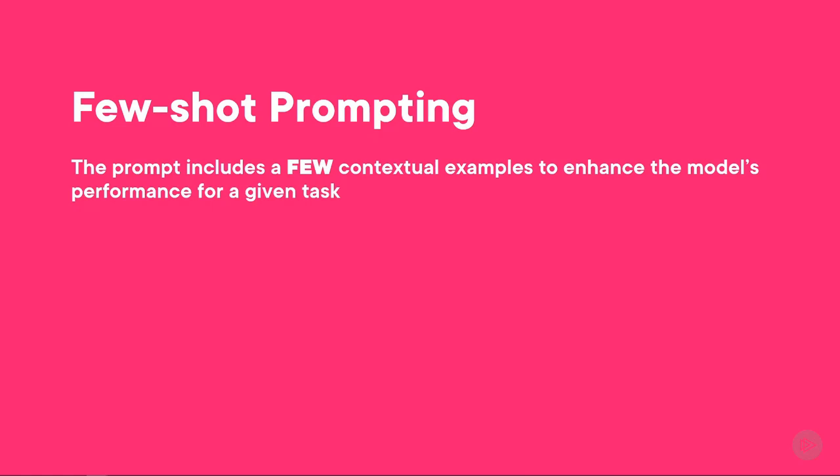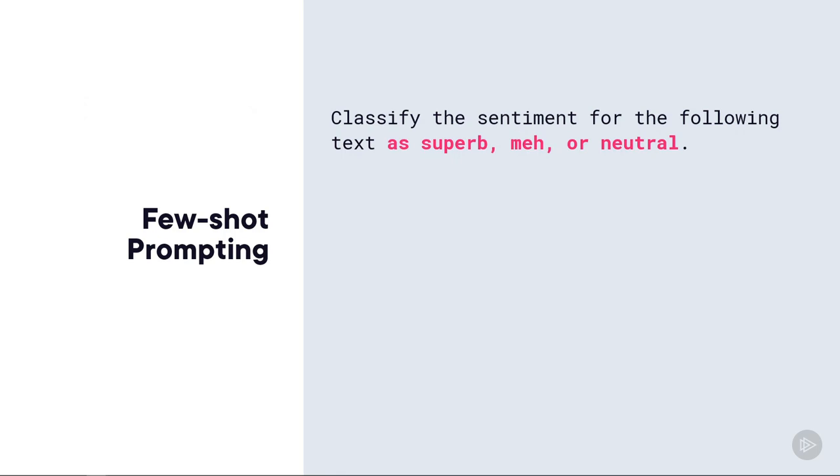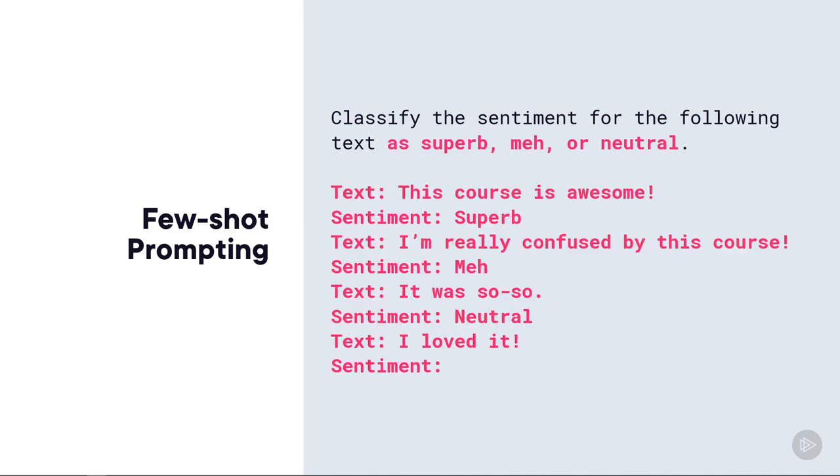Then we have few-shot prompting, which, as the name implies, is a prompt with a few contextual examples to enhance the model's performance. You're effectively training it with a little bit more data to give it context and background for what you're asking it to do. For example, if we don't want the regular sentiment analysis of positive, neutral, or negative, we want superb, meh, or neutral, then we need to give it some examples of statements that would fall into those categories. So a few examples, which is few-shot prompting.